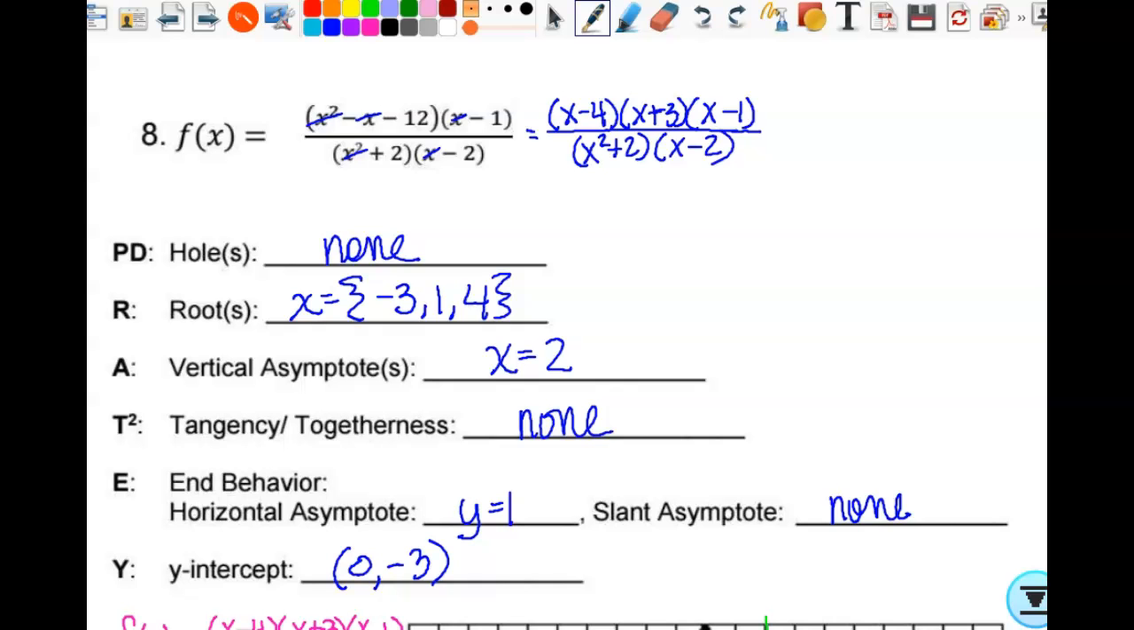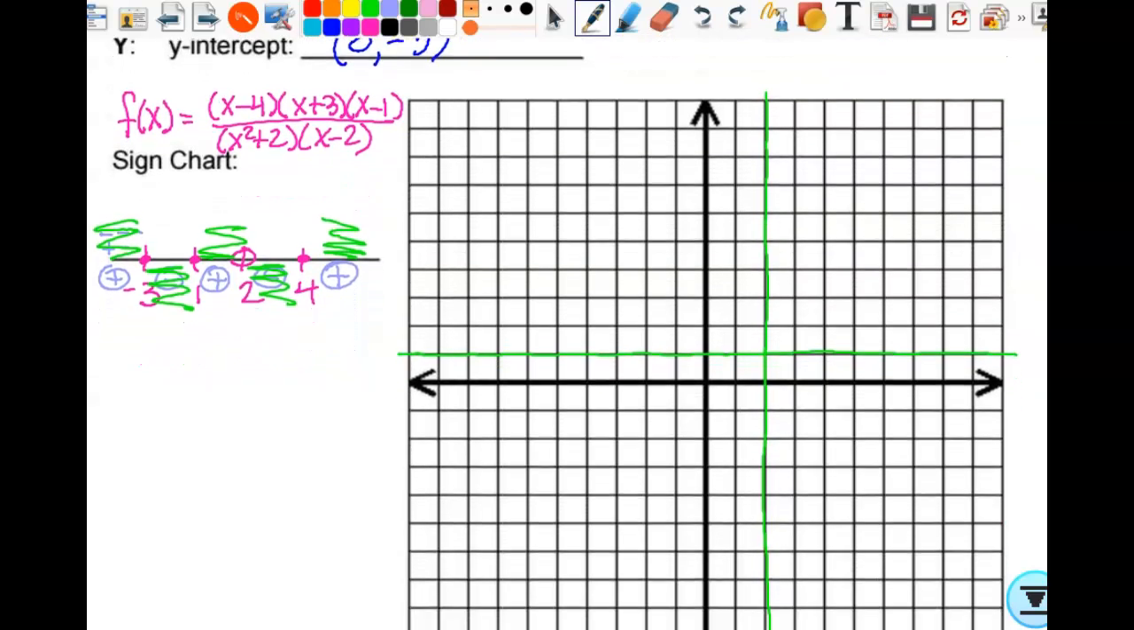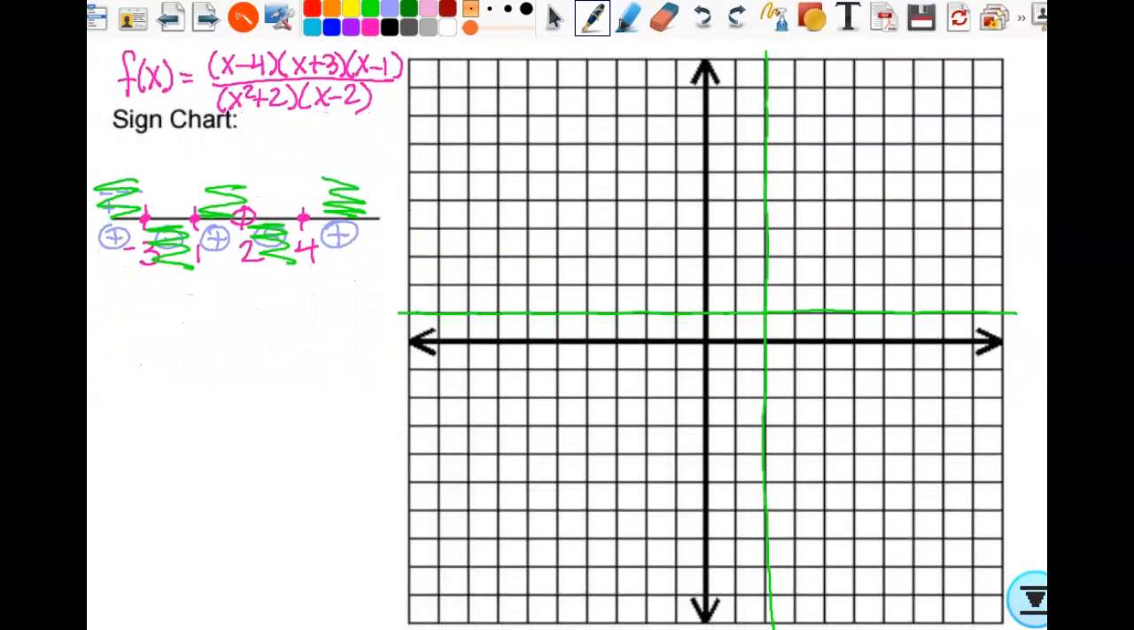So we got through some of it. We got all that stuff done. We got our sign chart done, and we were about to check to see if our function intersects our asymptote. But let me remind you about the sign chart, because I had this question last period, and the question was, what was the shortcut you showed us?